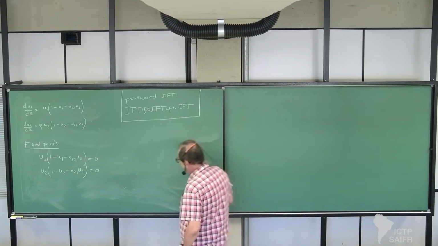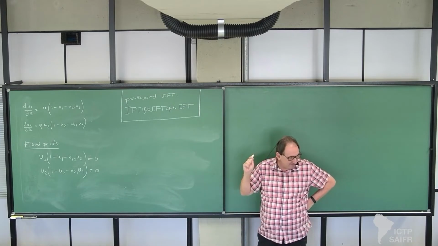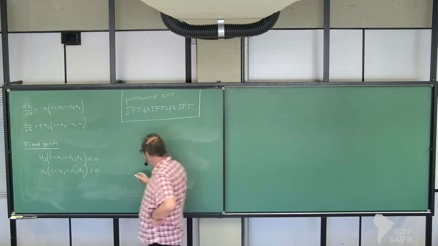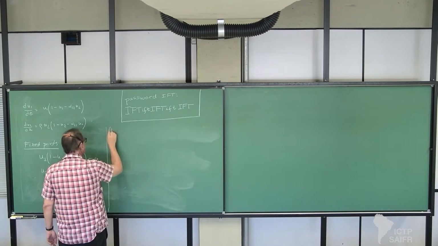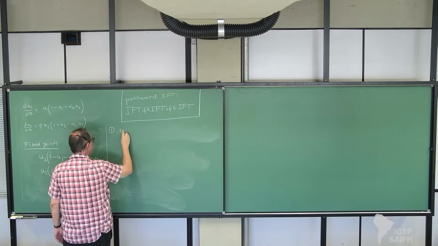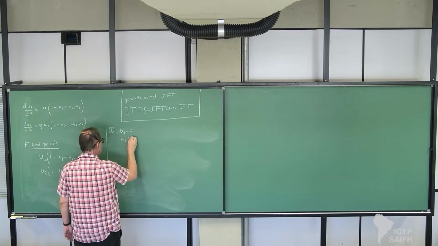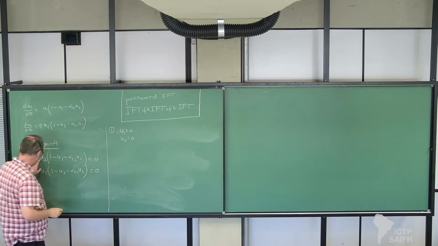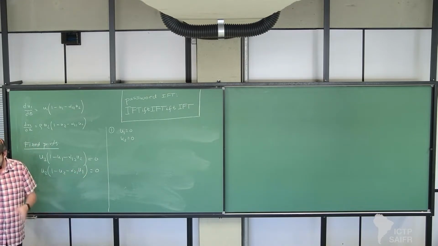Good. Now, this has 4 solutions. There is the trivial one. Let me write here. The first one is just u1 equal to 0, and u2 equal to 0. Because it's 0 here, it's a solution. But we don't want this solution to be the only one.